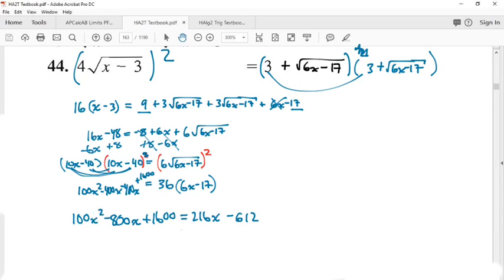So I can solve this quadratic dude. All right, so I get 100x squared minus, oh man, if I subtract 216 from that, wouldn't that be 1016x plus, oh man, I have to add that now too. Oh, that's going to be big. Okay, what is 1600 plus 612?